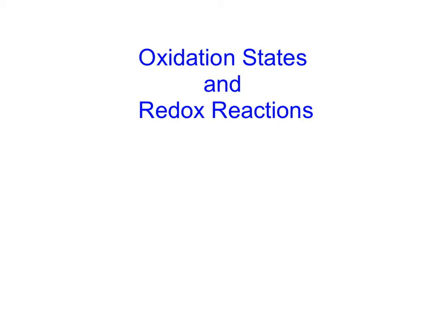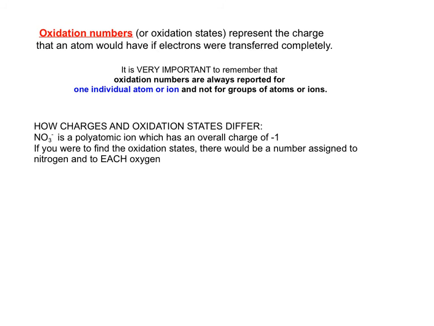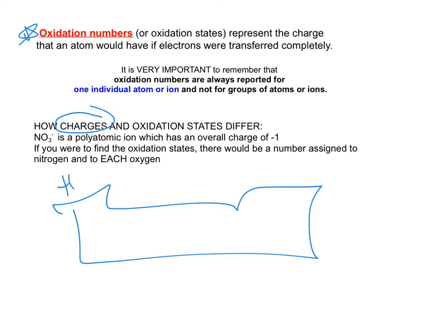This is the Chem 1 lecture for oxidation states and redox reactions. So the first part of today's lesson, we're going to talk about how we assign oxidation numbers, and they look really similar to charges back in Unit 8 where we had +1, +2, +3, etc. However, oxidation states represent the charge that an atom would have if the electrons were transferred completely.